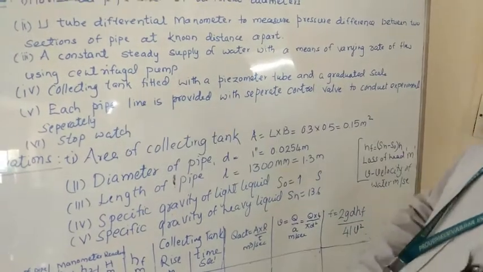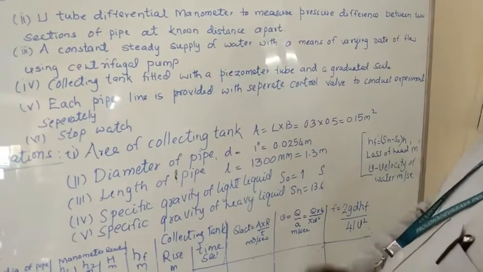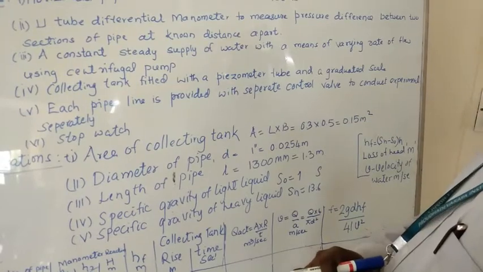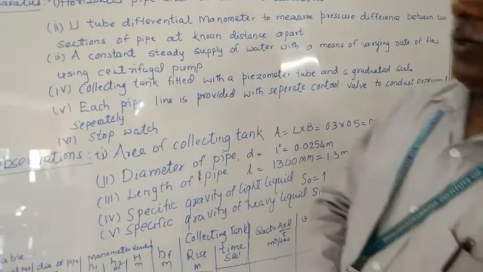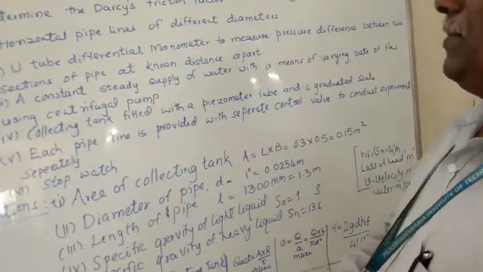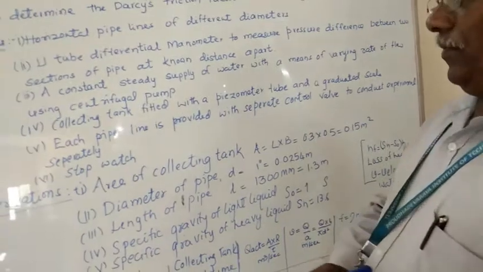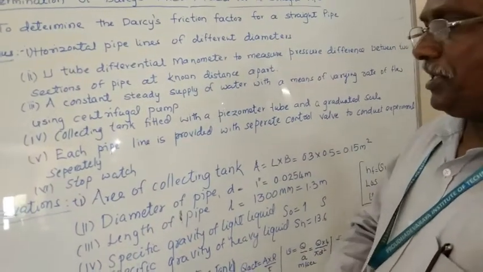Next, each pipeline is provided with a separate control valve to conduct the experiment separately. To conduct the separate experiment for different pipes, they have provided the control valve. Then a stopwatch to measure the time.